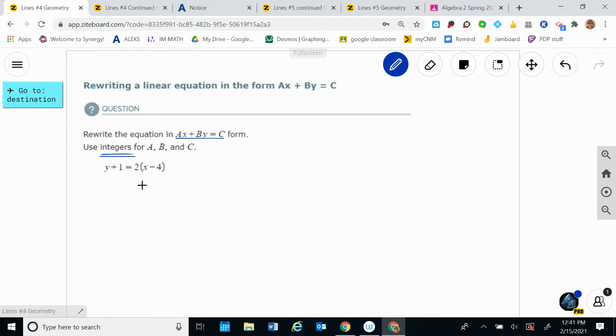So now it's telling you you cannot have fractions. That's basically what it's saying. So here we go. y plus 1 equals 2. And again, pause if you want to try this on your own. y plus 1 equals distribute. Get rid of the parentheses.